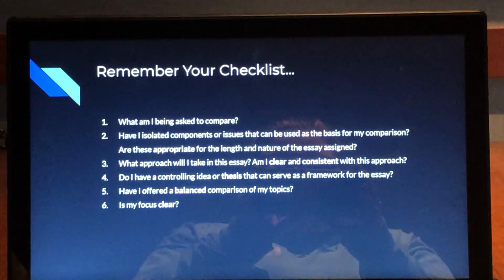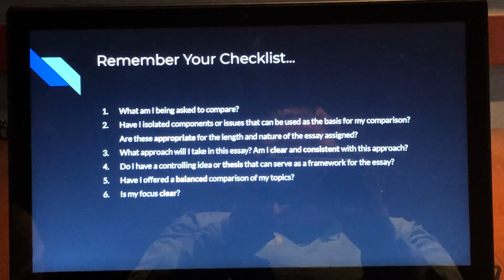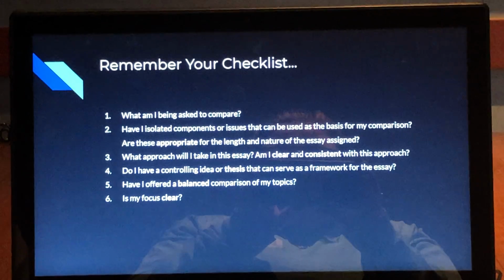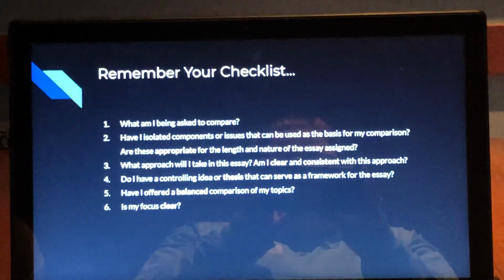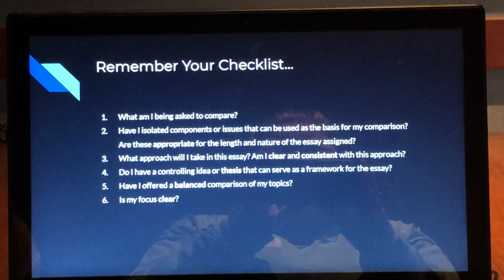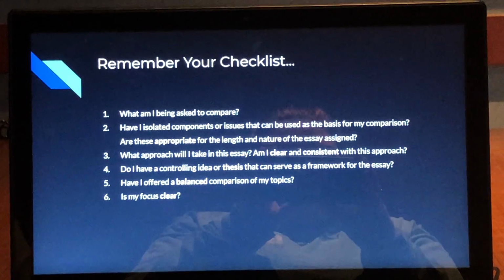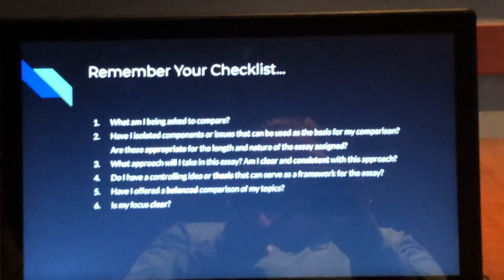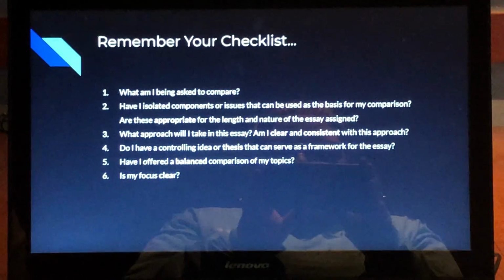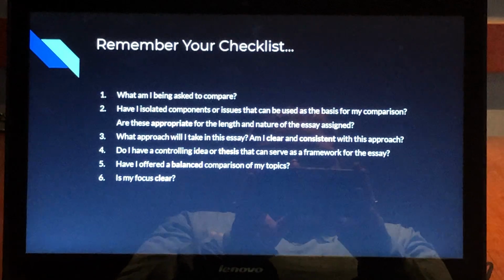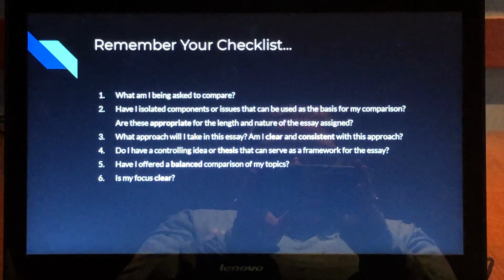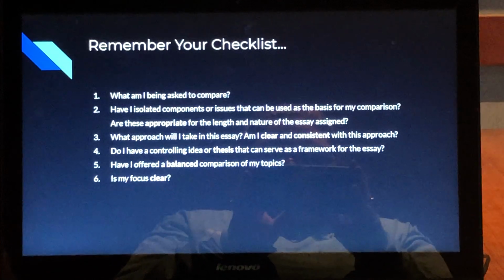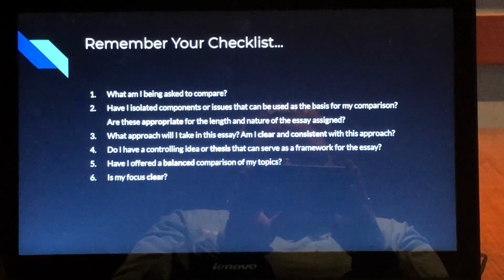Step 2, have I isolated components or issues that can be used as the basis for my comparison? Are these appropriate for the length and nature of the essay assigned? Depending on the length of your essay, you might need to get a little more specific or a little more broad. It can vary from assignment to assignment, but just look it over and make sure everything that you've pinpointed or really focused on is appropriate for that essay.